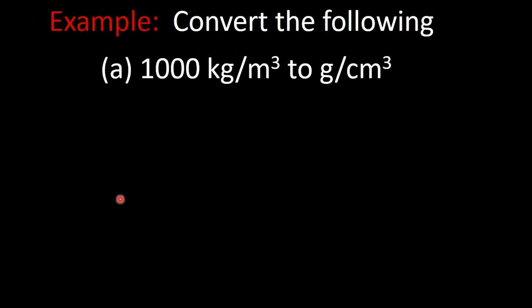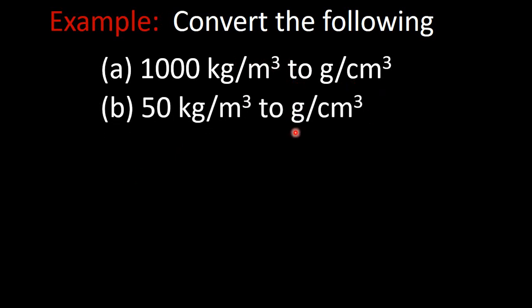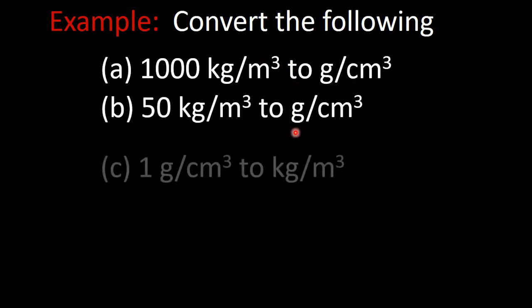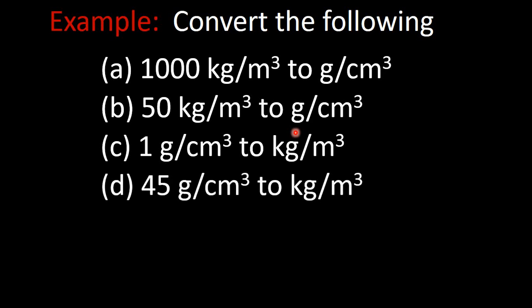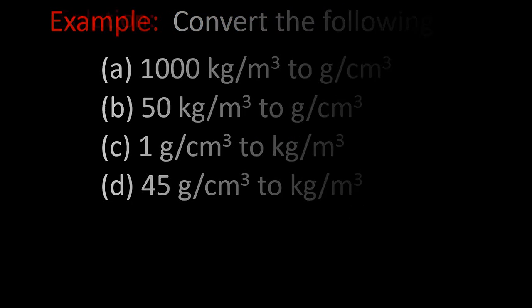The first question here is we are converting 1,000 kilograms per cubic meter to grams per cubic centimeters, and also 50 kilograms per cubic meters to grams per cubic centimeters, and 1 gram per cubic centimeters to kilograms per cubic meters, and lastly 45 grams per cubic centimeters to kilograms per cubic meters. Let's look at the first part.